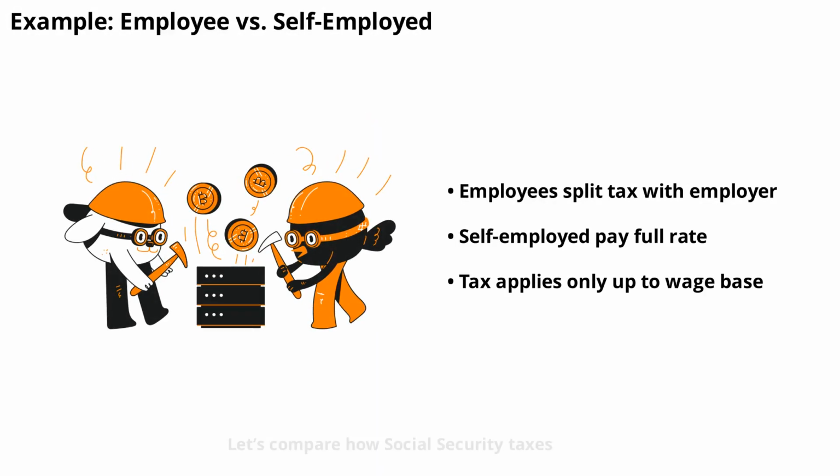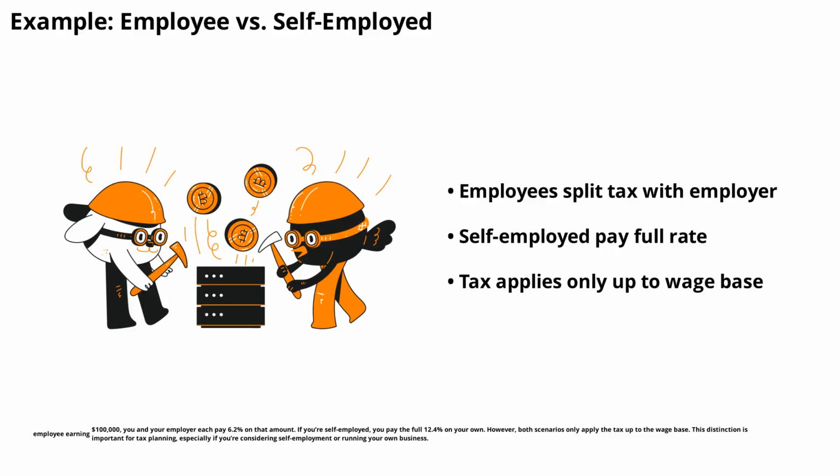Let's compare how Social Security taxes work for employees and self-employed individuals. If you're an employee earning $100,000, you and your employer each pay 6.2% on that amount. If you're self-employed, you pay the full 12.4% on your own. However, both scenarios only apply the tax up to the wage base. This distinction is important for tax planning, especially if you're considering self-employment or running your own business.